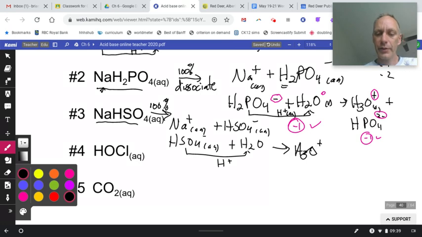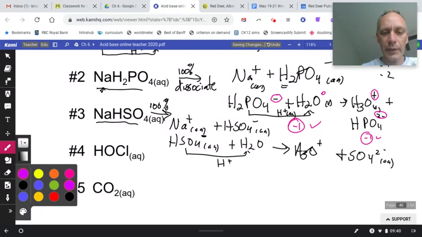And the tricky part is the charges. We're at HSO4 minus, and we're going to lose an H plus, so we become SO4 2 minus. And we'll double check those charges. So we had a -1 and a 0, and we're at +1 -2, which is -1. So charges are balanced. Good.